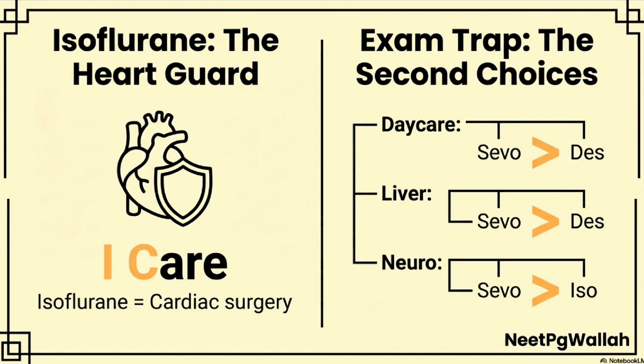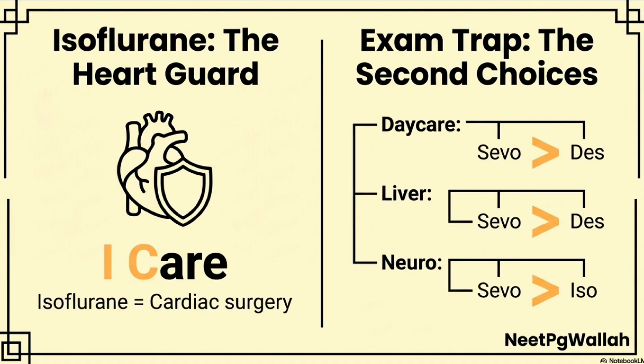Our third core persona is isoflurane, the heart guard. Honestly, this one is brilliantly simple. Whenever you see isoflurane, just remember it's the eye care persona. I for isoflurane, C for cardiac surgery. That's the whole shebang. It is your absolute, undisputed guard for cardiac procedures. Keep it isolated to the heart, and you will securely lock in those points.